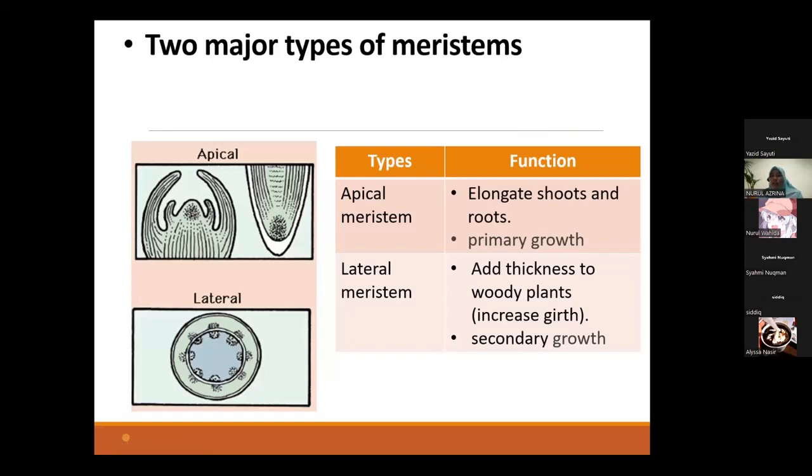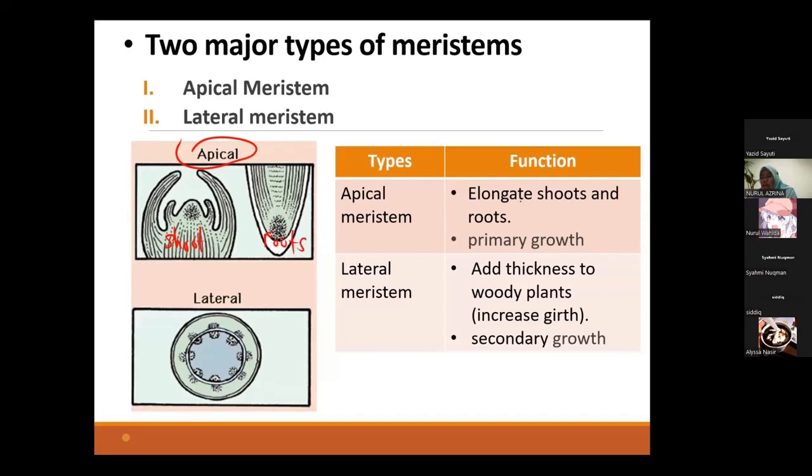Next, these are 2 major types of meristem tissue: apical meristem and lateral meristem. Apical meristem is found in shoots and also roots, and the function is to help elongation of the shoots and roots. So we refer to it as involved in primary growth. What is primary growth? Primary growth is growth in terms of height or length. Dia bertambah daripada segi pemanjangan.